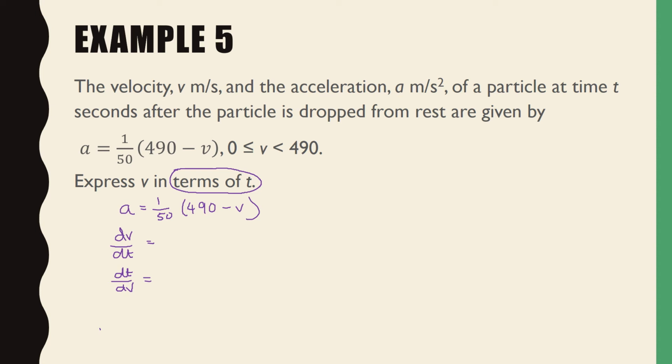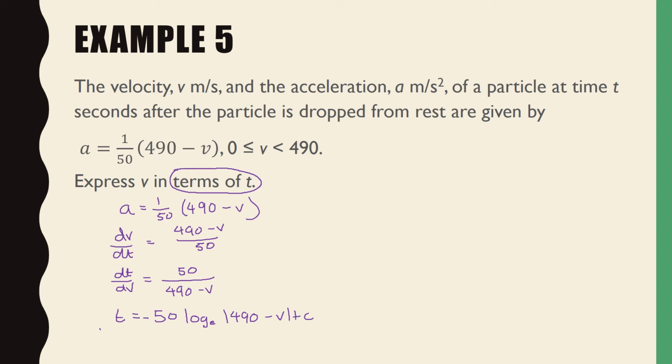Okay, here we go. This one is 490 minus v is currently in the numerator over 50. We flip it over, 50 over 490 minus v. So now when I anti-differentiate this, 50 is a common factor. It will be log base e of 490 minus v. Because the v is negative, I need to put a negative out the front and I add c.